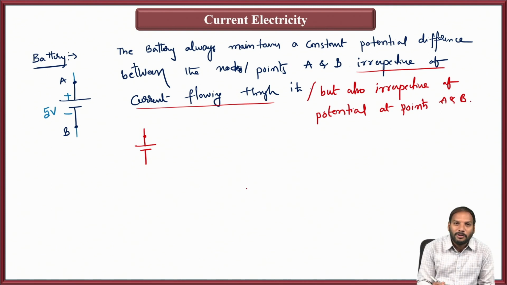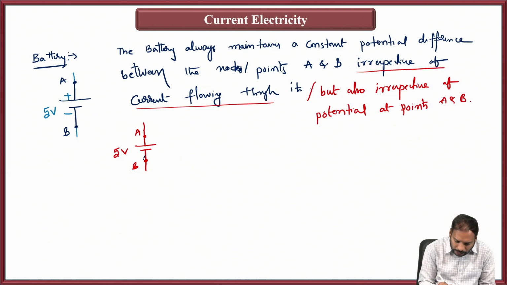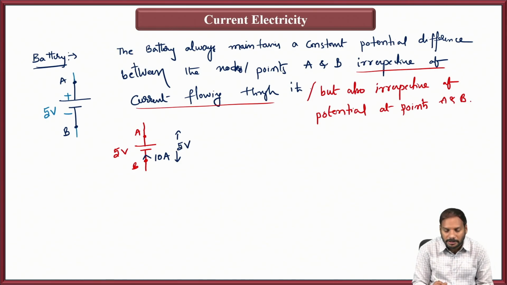So you can immediately ask me, how can you justify these points? Instead of taking a bigger circuit and making things complex, I will take a simple example, and I can explain some 10 different logics using the same 5 volts battery. If it is a 5 volts battery between the points A and B, it is irrespective of the current flowing through this battery. Let us assume the current entering is 10 amperes. What does the battery have to maintain? The battery has to maintain a potential difference of 5 volts compulsorily. So this is the first important logic.